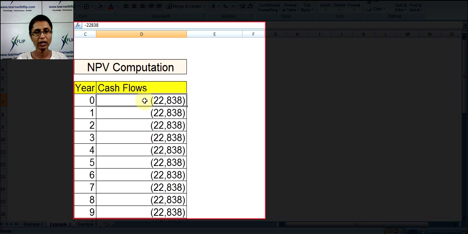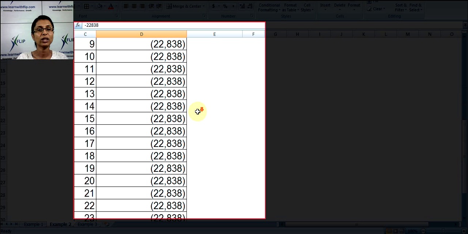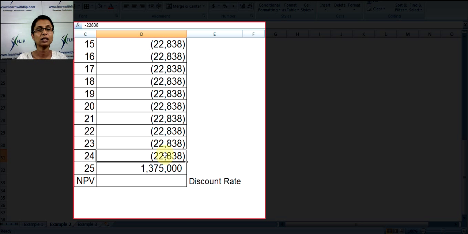So starting from today, he's paying 22,838. The outflows, so it's negative. And we go down, he's starting from 0, so up to 24 will be 25 cash flows, outflows. And a year after that, he's getting the sum assured, which is 13,75,000. Now, obviously, we need to present value all of these. We can just use the NPV function to do so.